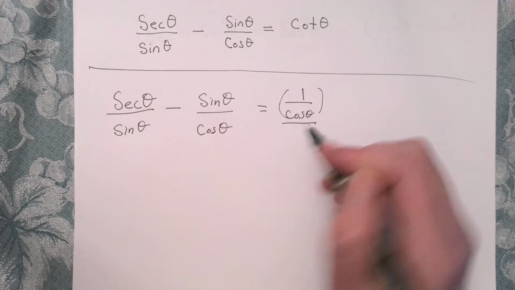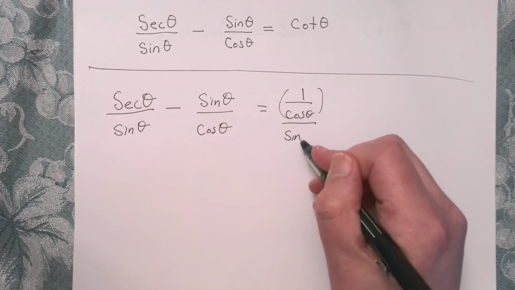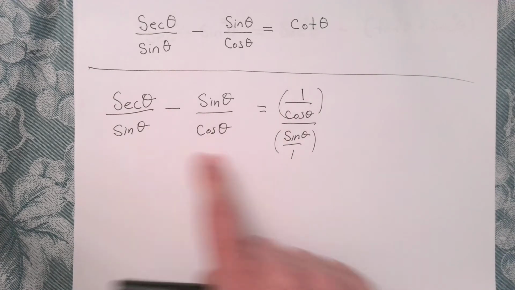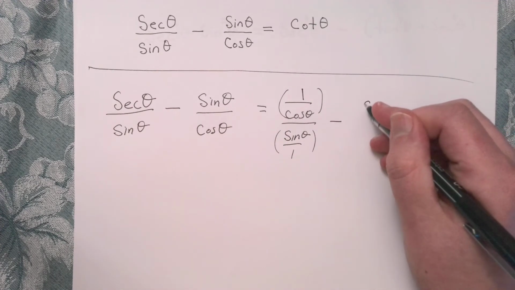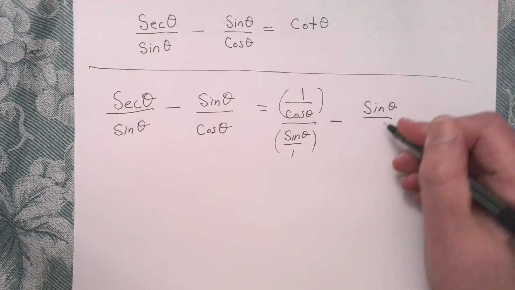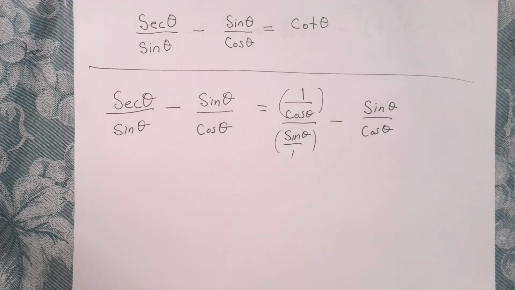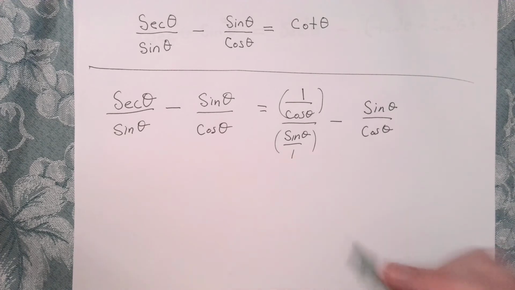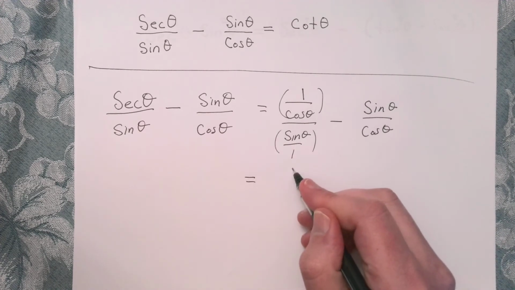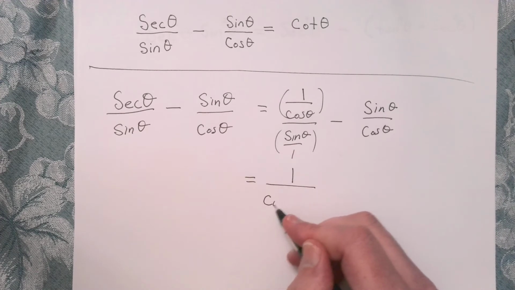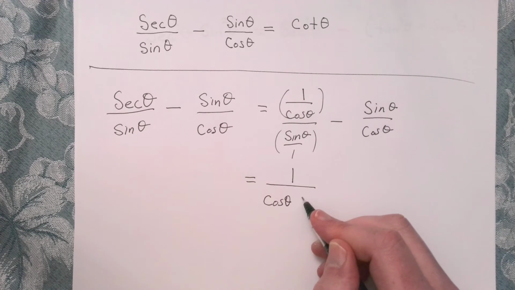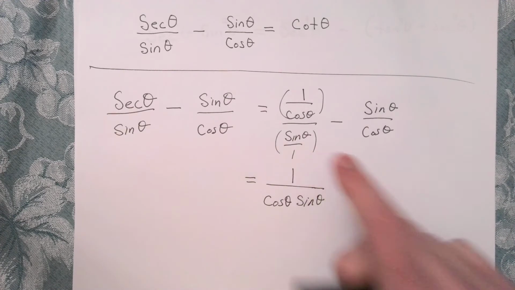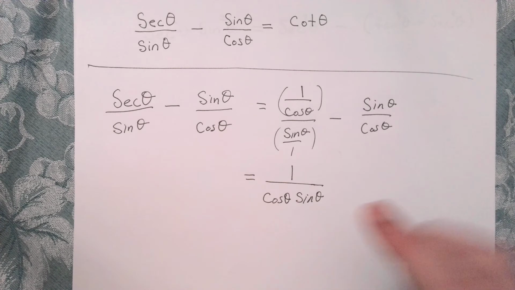That's over sine, but another way to say over sine is over sine over 1, right? Okay, so there's your secant, there's your sine. Got sine of theta, cosine of theta here. I'm going to multiply by the flip or the reciprocal of this. And that's going to give me 1 over cosine of theta times sine of theta, right? So when I multiply by the reciprocal of this, I get this.